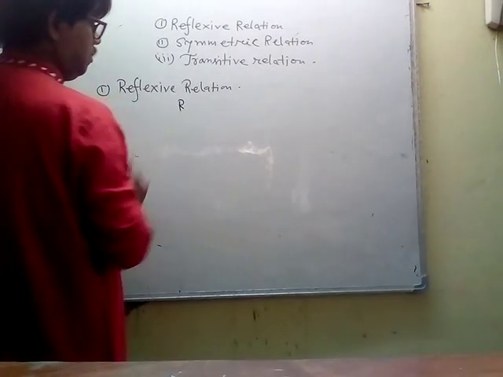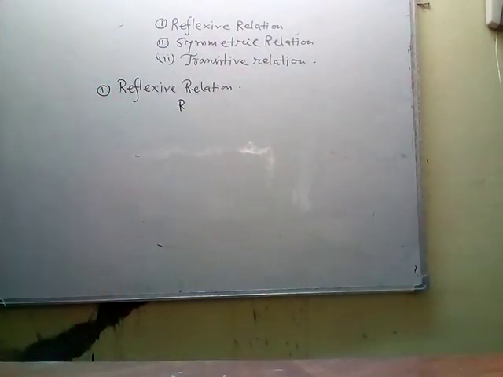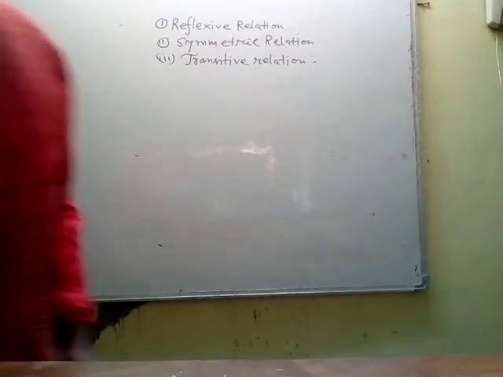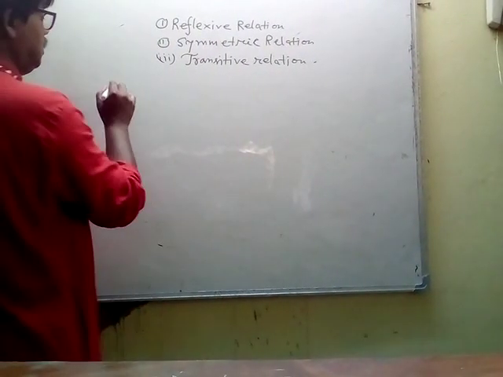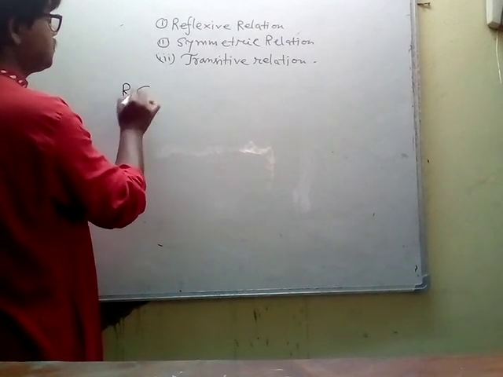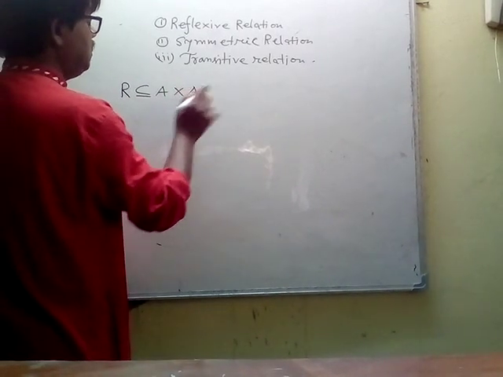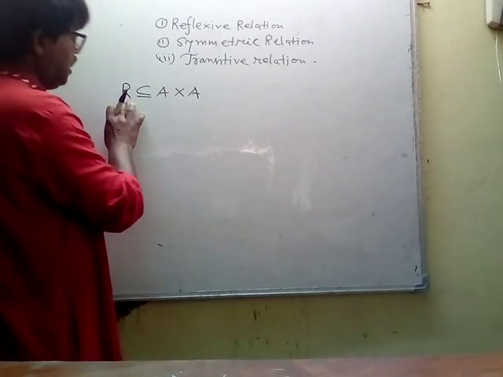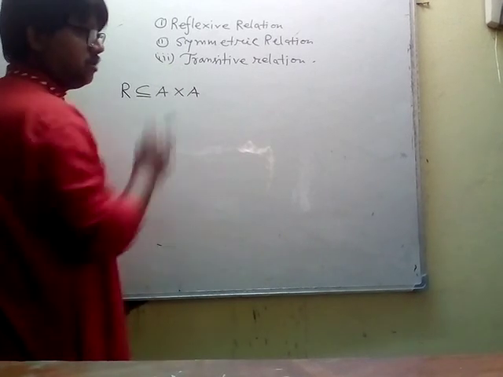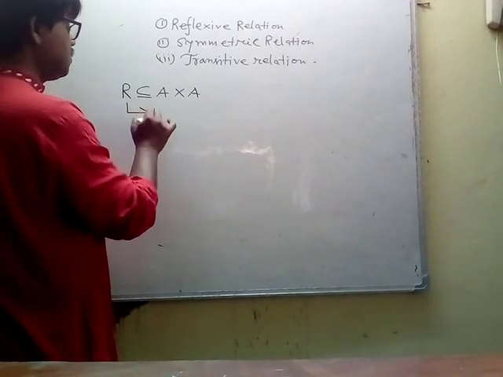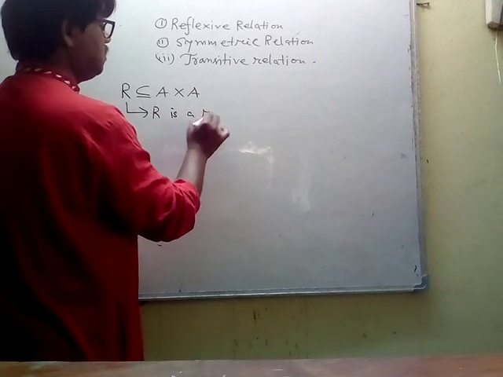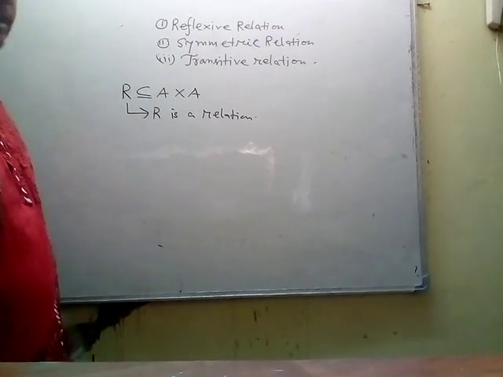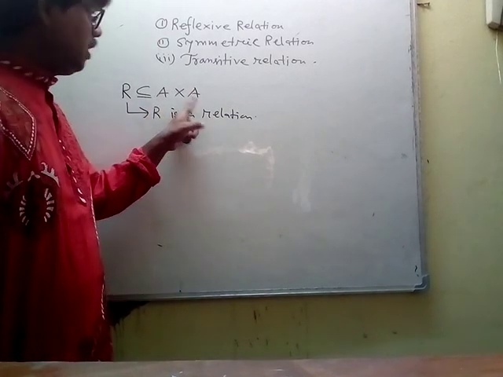Suppose R is... to do this we have to know the relations on the set A. Let A be a non-empty set. If R is a subset of A cross A, then R is a relation from A to A.